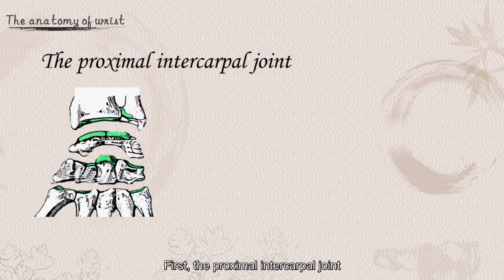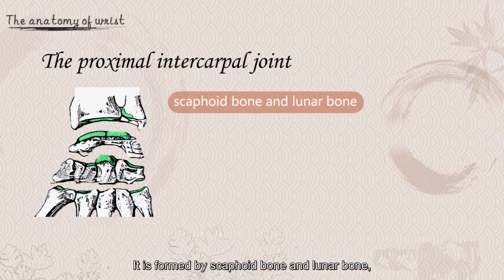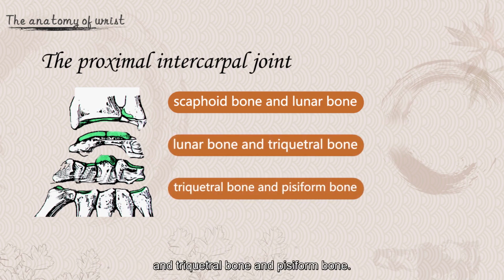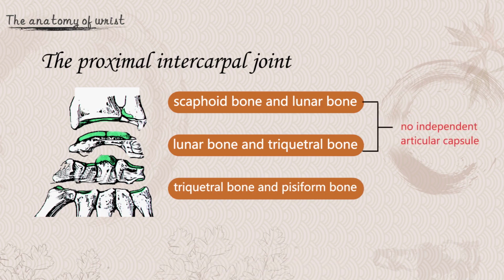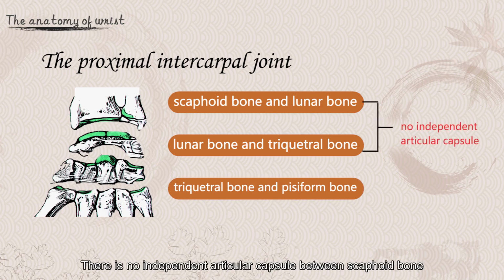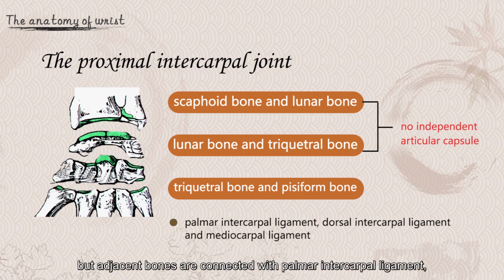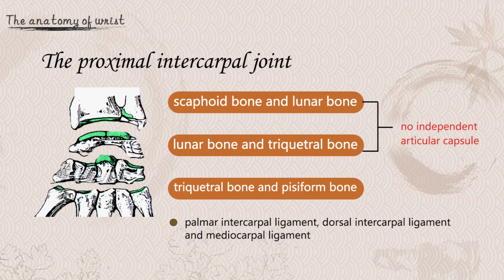First, the proximal intercarpal joint. It is formed by the scaphoid bone, the lunate bone, the triquetral bone, and the pisiform bone. There is no independent articular capsule between the scaphoid bone, lunate bone, and triquetral bone. But adjacent bones are connected with the palmar intercarpal ligament, dorsal intercarpal ligament, and medial carpal ligament.